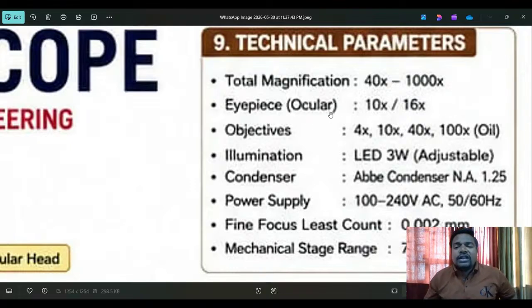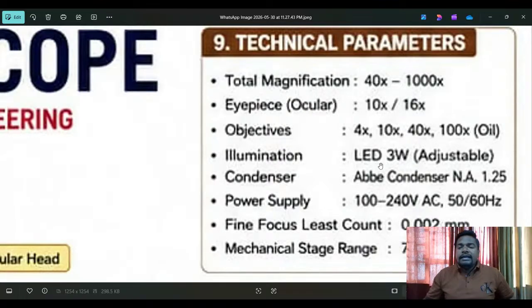And the eyepiece is 10x or 16x. These technical parameters vary a little from one microscope to another, but they are comparable, only the features are different. But these things are very common. Next, the objectives: 4x, 10x, 40x, 100x. The 100x is the oil immersion objective, to see the finest image of the specimen.